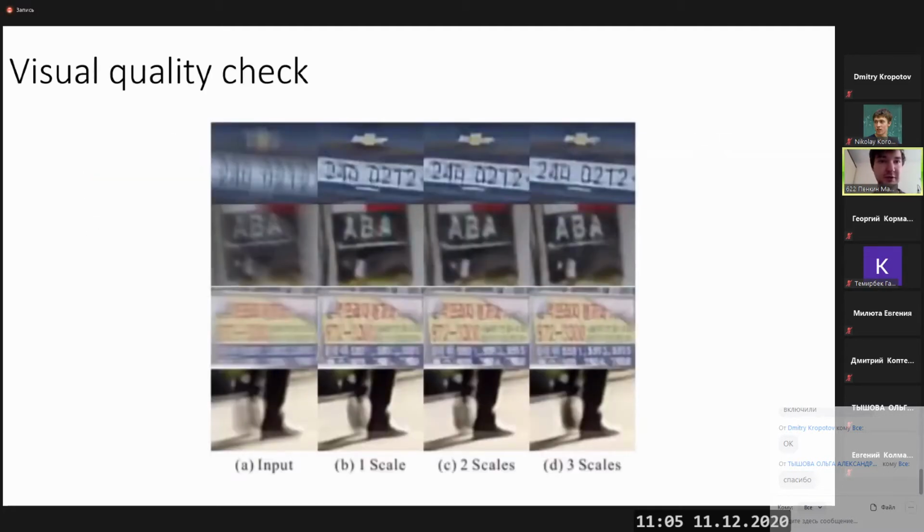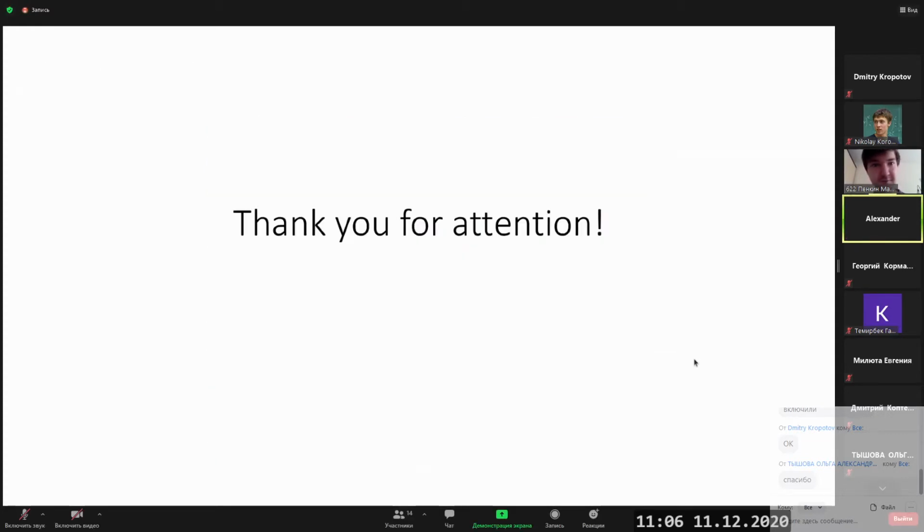And the final slide here, just to check the visual quality. The first column is the input image, and the last column is the output result. So we can see that the numbers are seen good, no color artifacts.